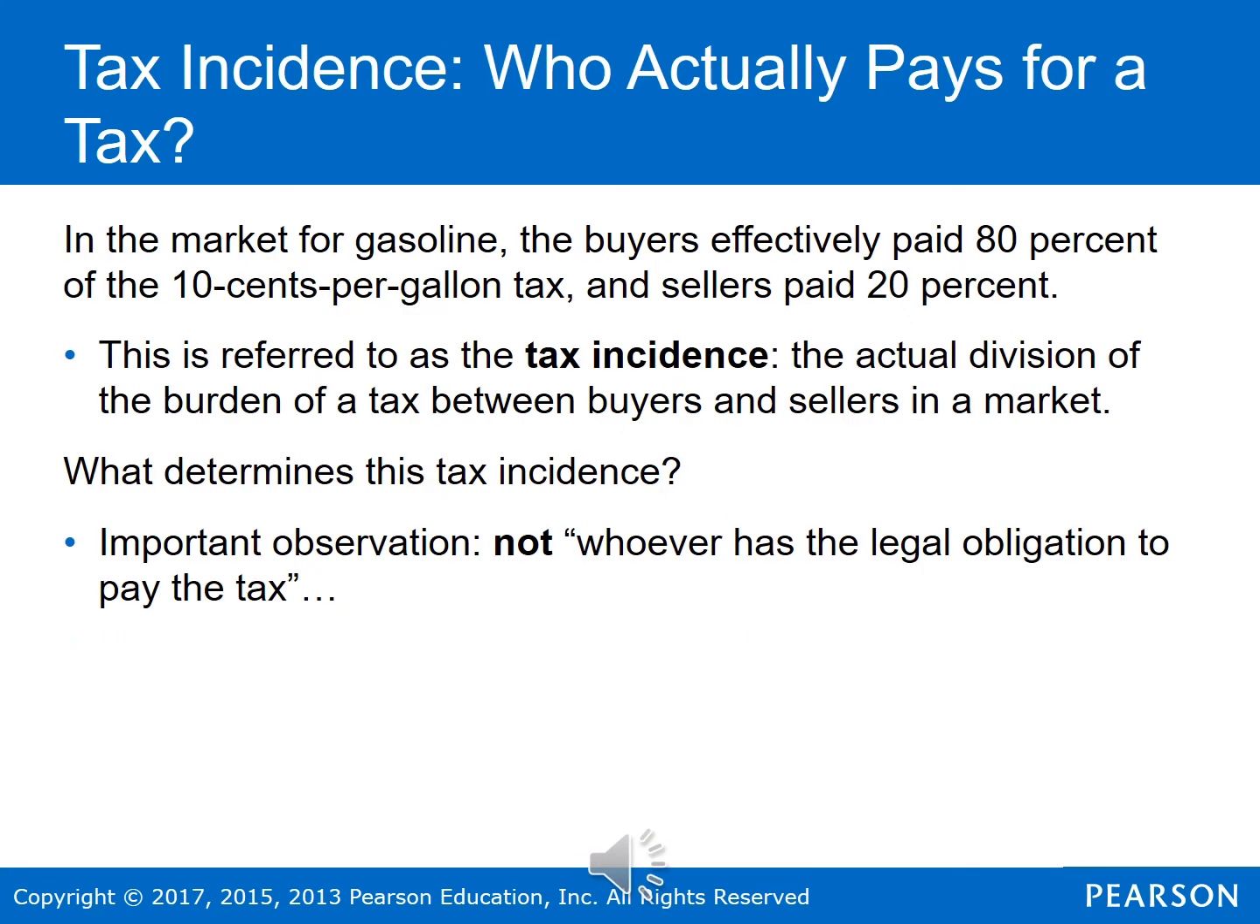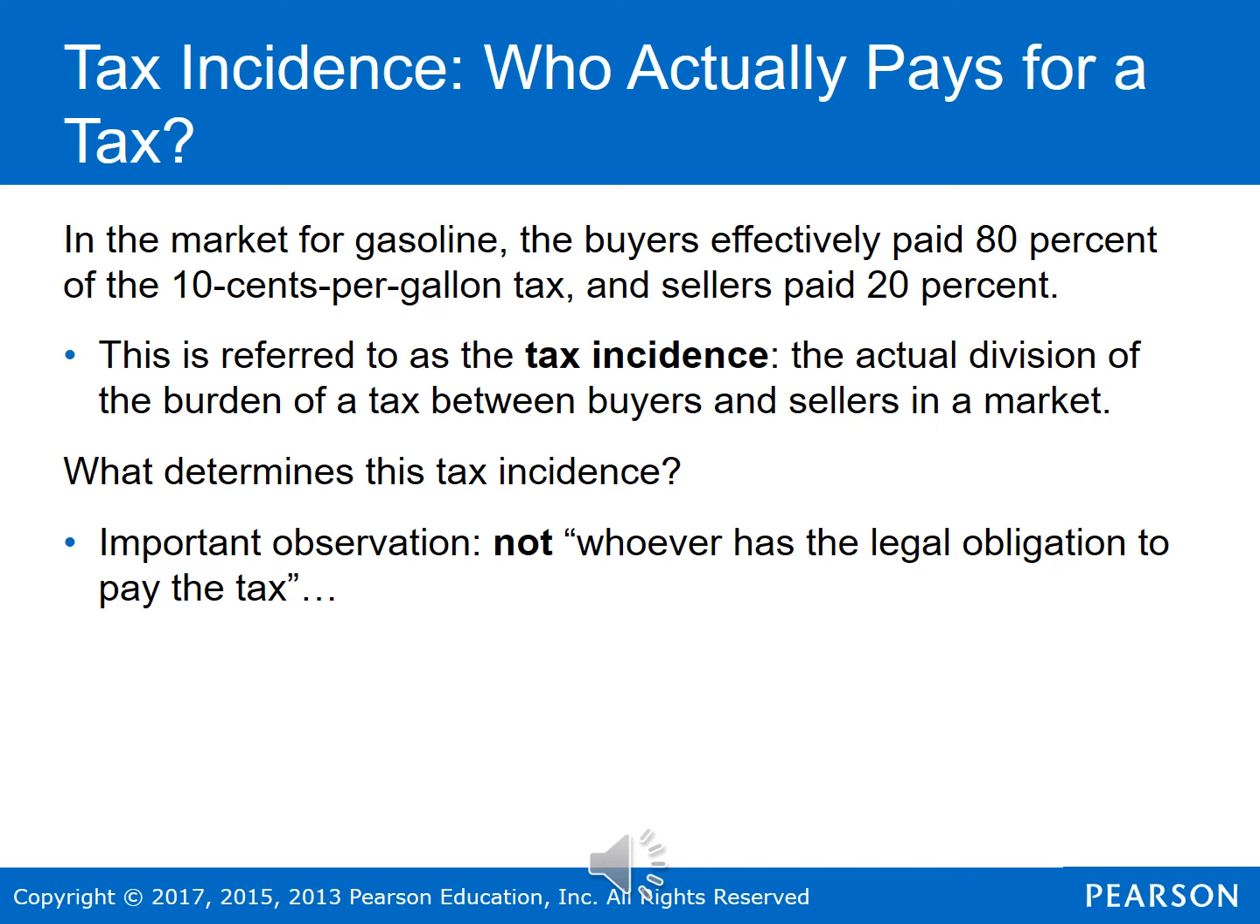So who actually pays for this tax? In the market for gasoline that we just looked at, the buyers effectively paid 80% of the tax, and the sellers paid 20%. So we refer to who actually pays the tax as the tax incidence, or the actual division of the burden of tax between the buyers and the sellers in a market.